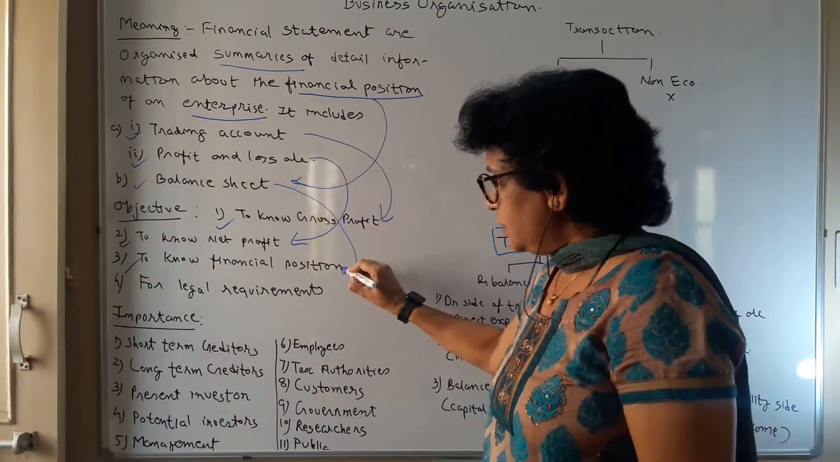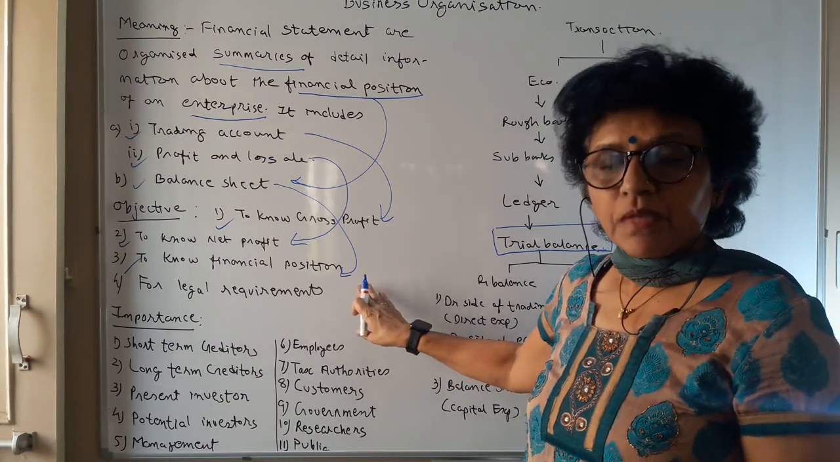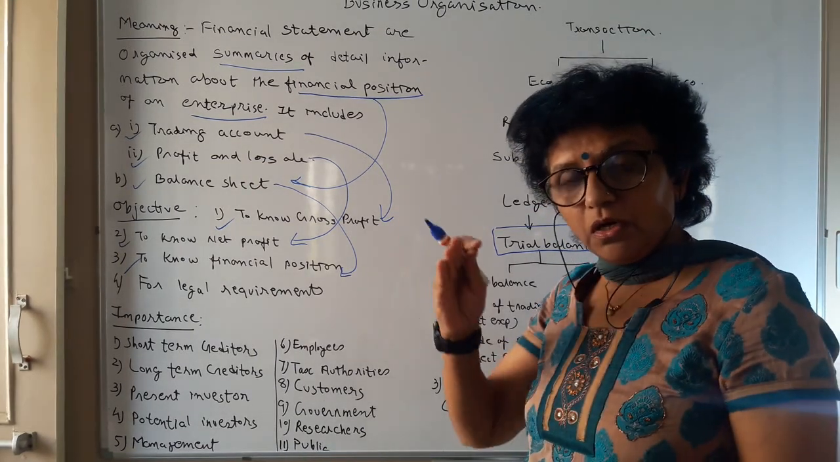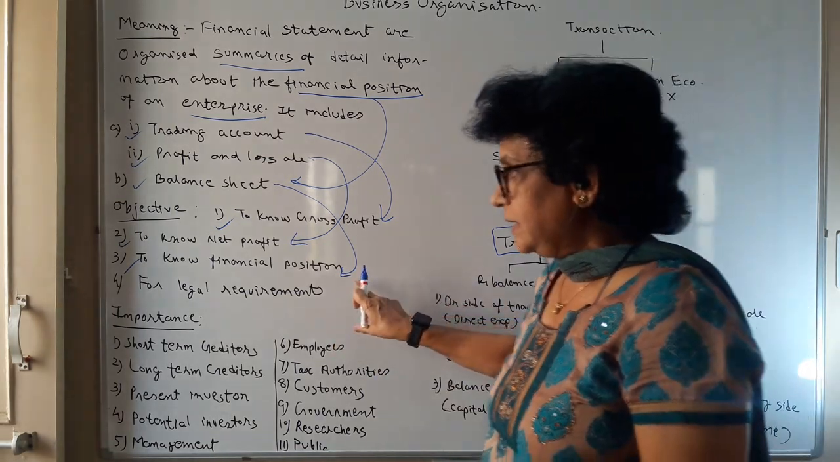Third is to know the financial position. Our balance sheet is going to talk about the financial position. As I explained, asset is equal to your capital plus liability. That concept is clarified here.